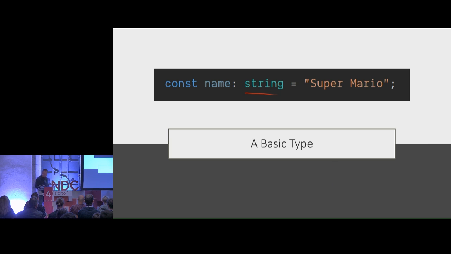So this string with the colon just annotates what the type is that you expect it to be. If you were to try to assign a number to this, it would fail. It would put a little red squiggly under it. We'll see plenty of examples of those that help describe your app.